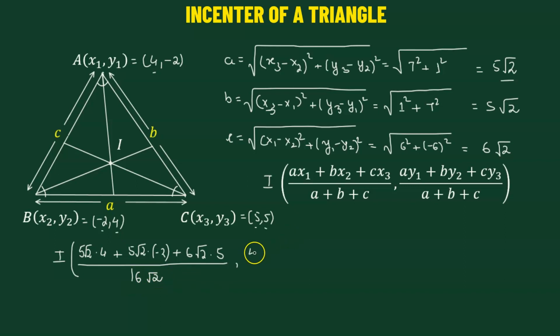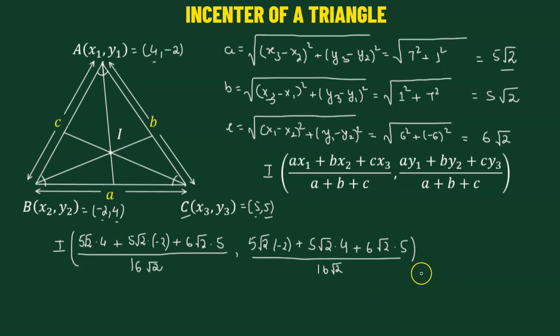Coming to the y coordinate, we begin by first considering the value of a, which is 5 times square root of 2, multiplied by the y coordinate of A, that's negative 2. Add to it b, which is 5 times square root of 2, multiplied by the value of y2, the y coordinate of B, that's 4. And then finally we have 6 times square root of 2 multiplied by y3, the y coordinate of C, that's 5, divided by the sum of the sides of the triangle, that's 16 times square root of 2. So let's simplify the value.